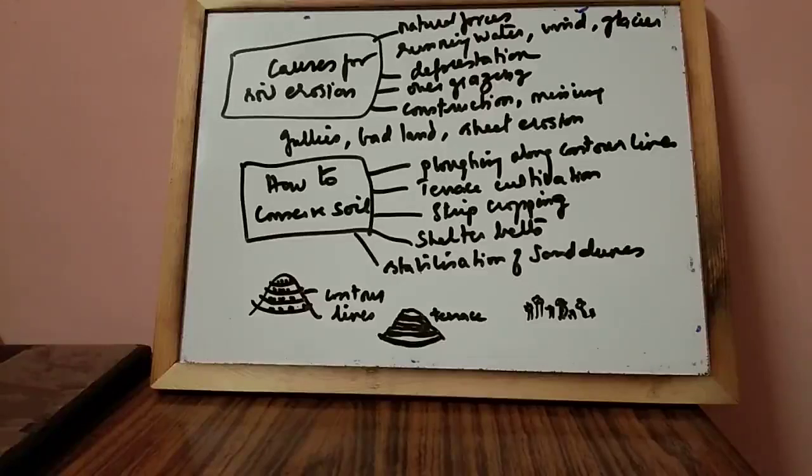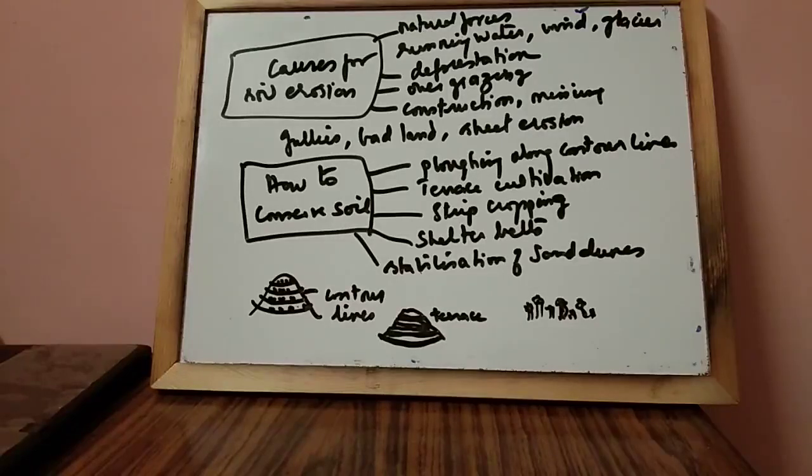Hello. In this video, we'll see what the causes of soil erosion are and how we can preserve soil. So, what is soil erosion? The denudation of soil cover and subsequent washing down is called soil erosion. That means soil is carried away by wind, glacier, or running water. So, the upper layer of the soil is carried away. That is called soil erosion.